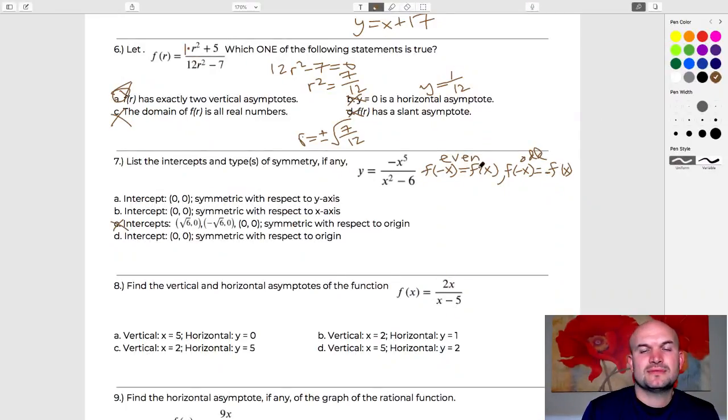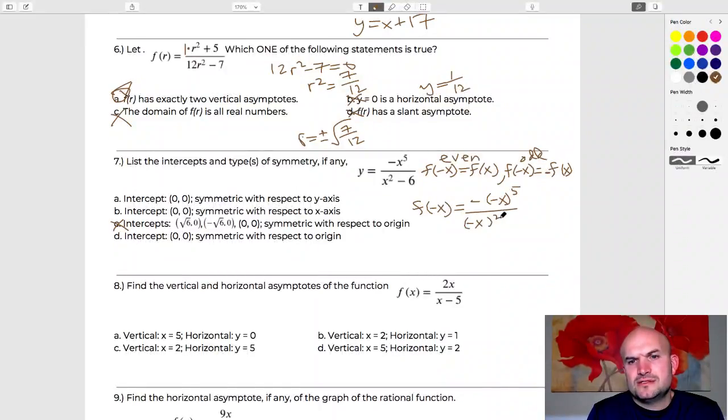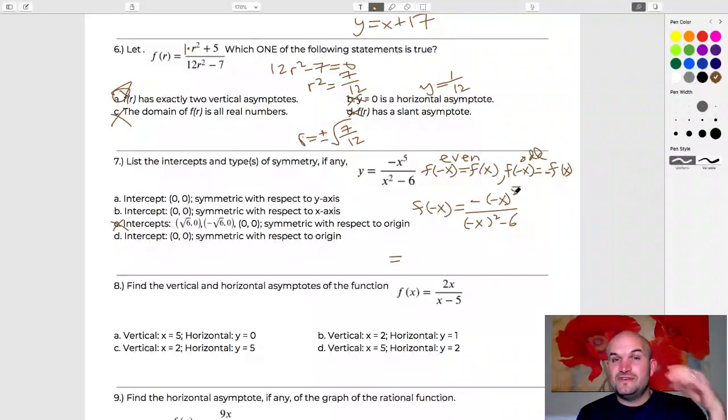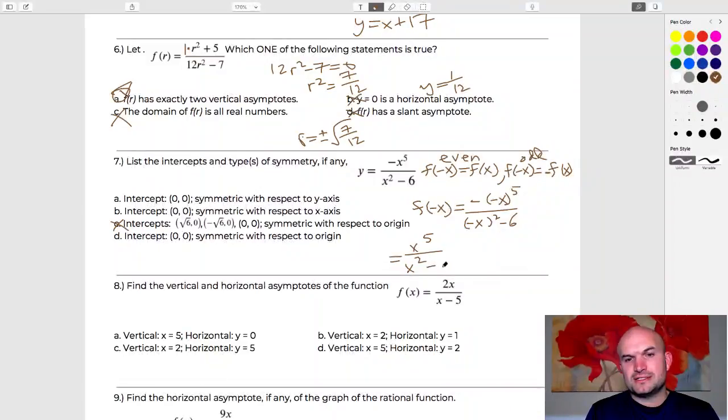It would be odd. So what I'm going to do is, again, I'm just going to replace the y with an f of x. So I'll do f of negative x is equal to negative x to the 5th over negative x squared minus 6. So you can see here, negative x to the 5th, anything negative raised to an odd power is going to be negative. Negative times negative is a positive. And then here, that's still going to be positive, so that's an x squared minus 6.